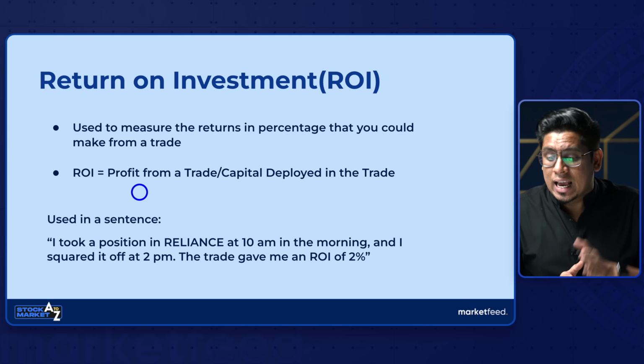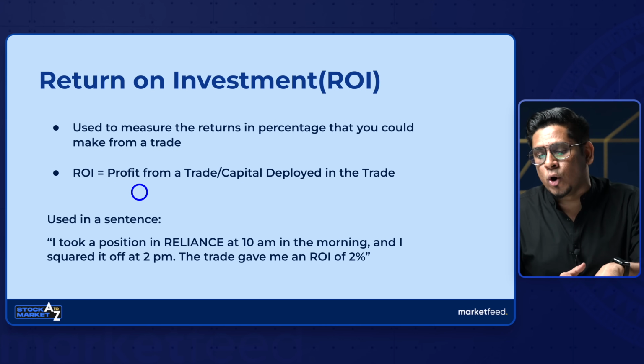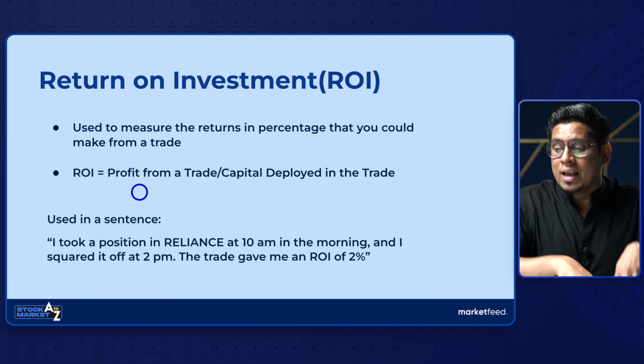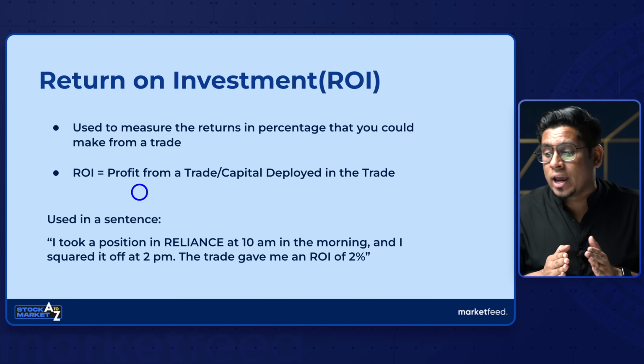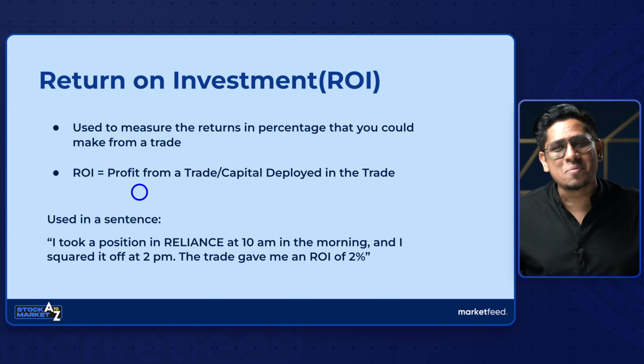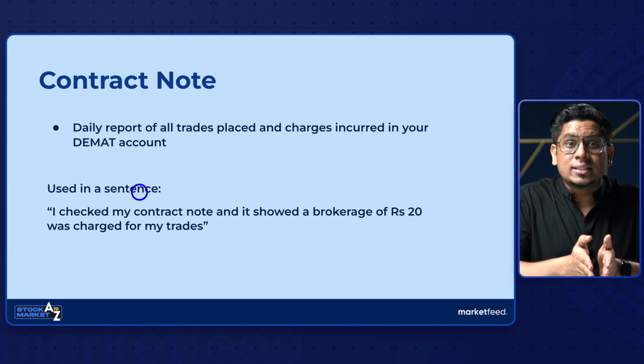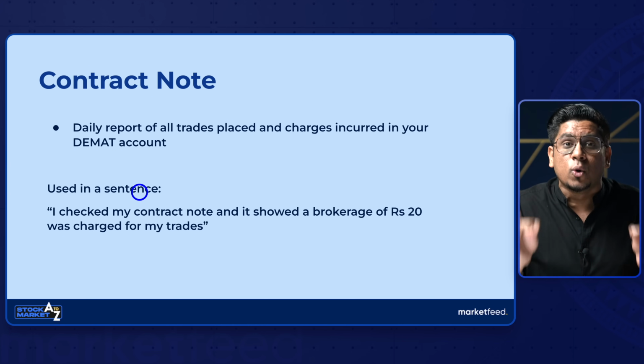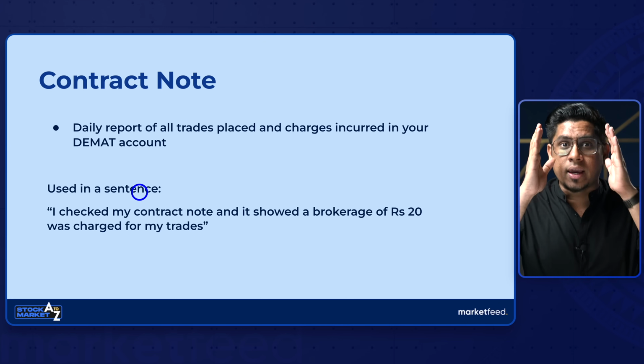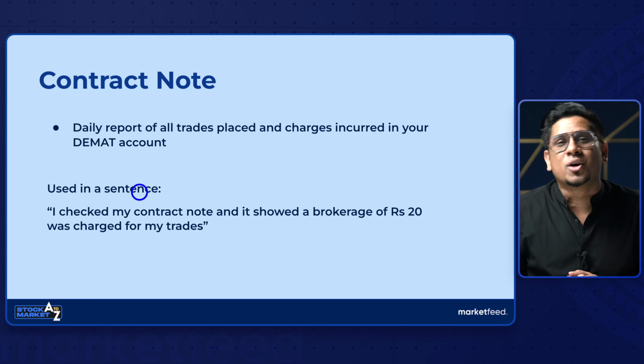Used in a sentence: I took a position in Reliance at 10 a.m. in the morning, I squared it off at 2 p.m. The trade gave me an ROI of 2%. How amazing, right? Moving ahead, the next term is contract note. Again, this is something which a lot of beginners do not look into. This is very important and I urge beginners to actually look into the contract note.